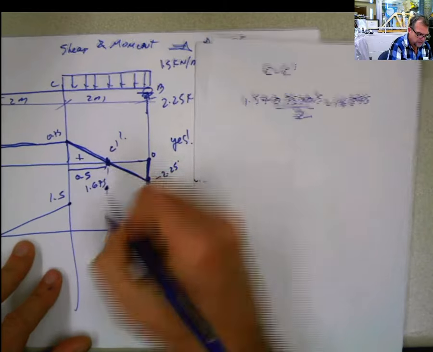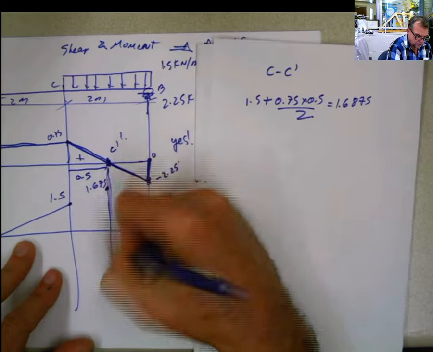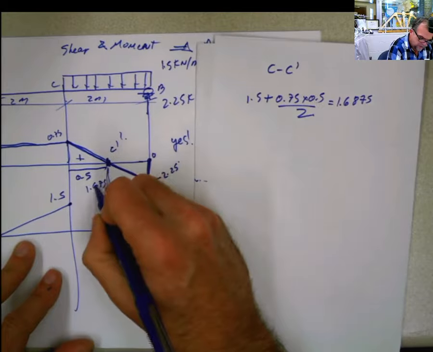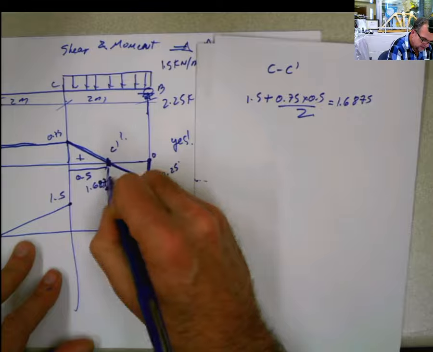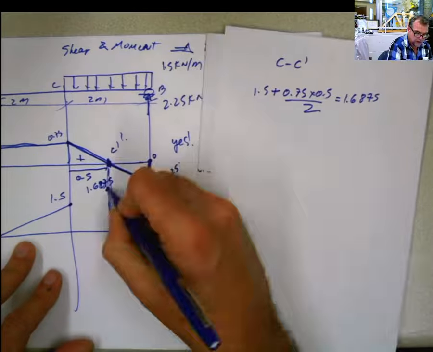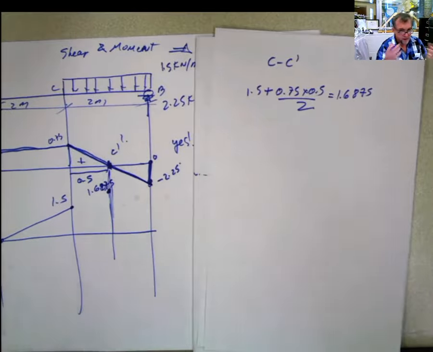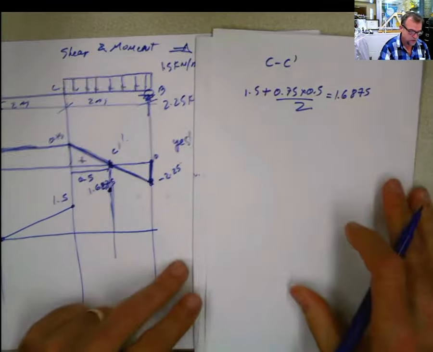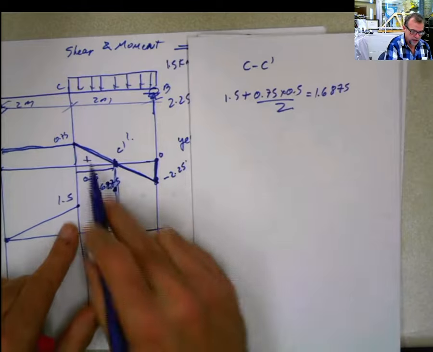This is a very important point, 1.6875. This is a very important point because it's going to give you the point of maximum moment, which is the point that is more stressed out, supposedly, right? And now you go to the circle again.